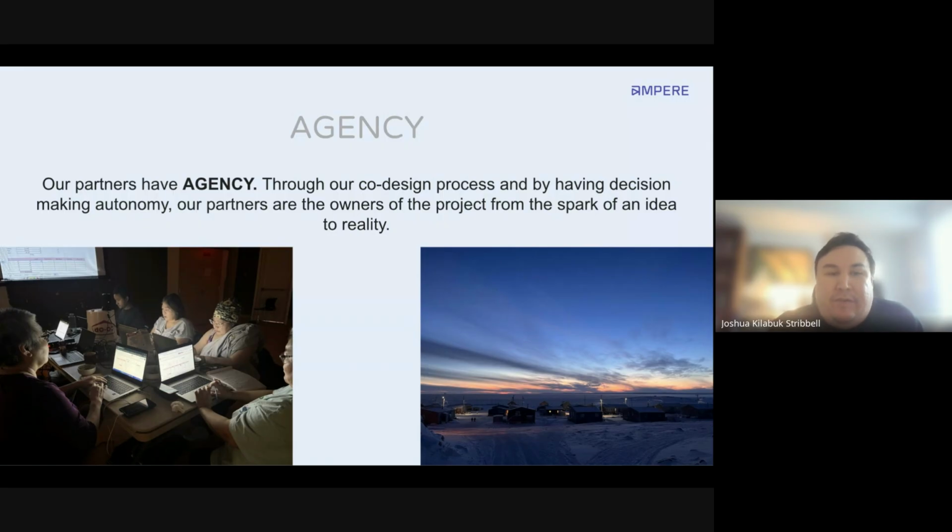The vision is for our partners to be owners of their project from the spark of the idea to the reality of it happening. And you'll see some pictures. My slides aren't as pretty as the slides you've seen before, but these are some images from our travel team and different places. I believe that one's from Women's Resource Development Center, and I could be wrong, but I think that was in Nunatsiavut, which is in Labrador. But agency, that's kind of the thing we're trying to build among folks.